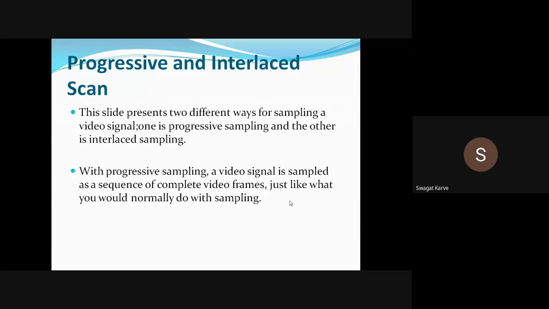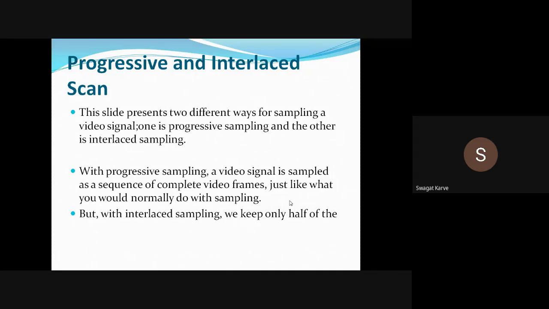पण ऍक्च्युअली काय असतं, those 10 to 12 different bogies are connected with each other. त्या सेम सिक्वेन्स मध्ये ती प्रत्येक बोगी म्हणजे एक फ्रेम असते आणि अशा अनेक फ्रेम एकमेकांना कनेक्ट केलेल्या विथ मुव्हिंग स्पीड दॅट फॉर्म्स द व्हिडिओ, राईट. So with a progressive sampling, a video signal is sampled as a sequence of complete video frames, just like what you normally do with the sampling, right?